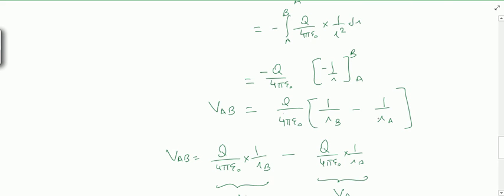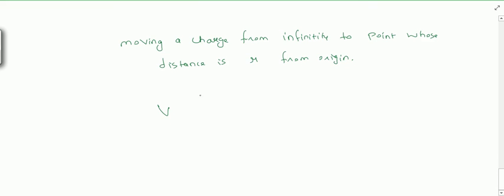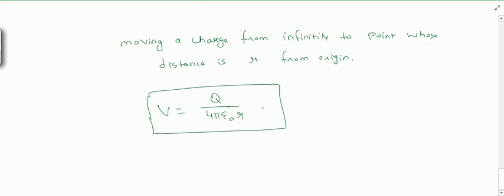So here this RA becomes what? Infinity. So 1 by infinity becomes 0. Only this remains. So q by 4 pi epsilon naught r will be the value of electric potential when we are moving a charge from infinity, if we have a reference point at infinity.